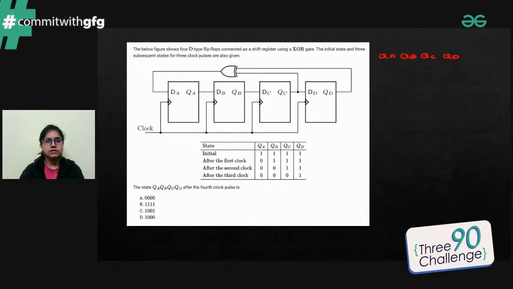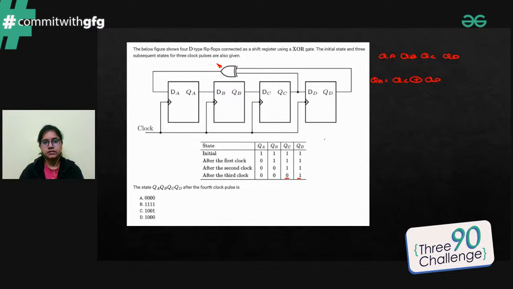Why? Because as you can see, this is C. So what is the input given? It is QC XOR QD, and this is giving the input to QA. So that's why here we will write to QA. The third clock is there and we want the fourth one, so obviously we will check for this and this. And you know that whenever we are using the XOR gate, what is the truth table?